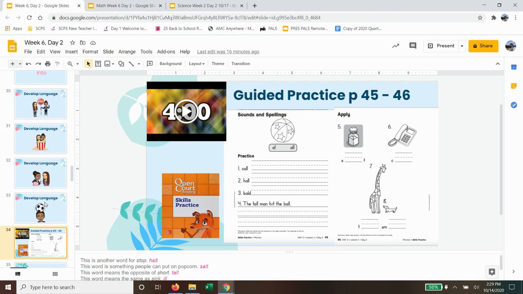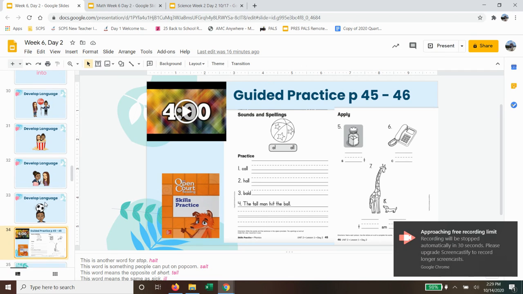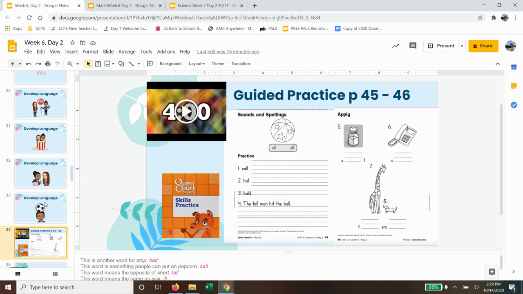Then to conclude literacy, we open the Fox book, which is the Open Court Skills Practice, to page 45 and 46. And that's what we did in literacy on October 14th, 2020.